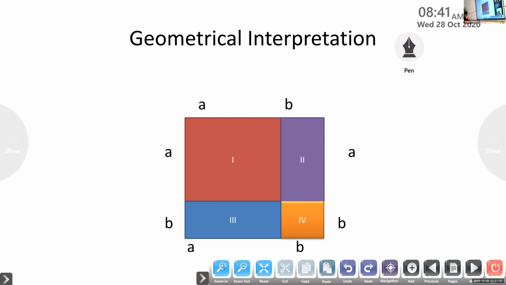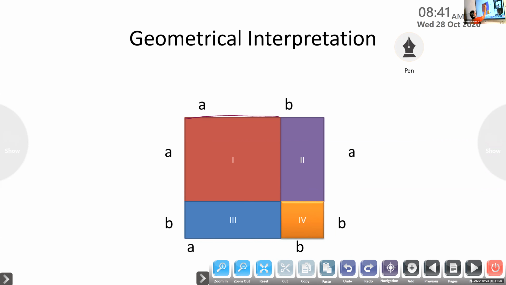So, geometrical interpretation of (a plus b) the whole square. On the board you can see a square, and the square is divided into 4 parts. The first part is this red one, it is a square. This total square is divided into 4 parts. The first part is the pink colored one, and that is also a square.